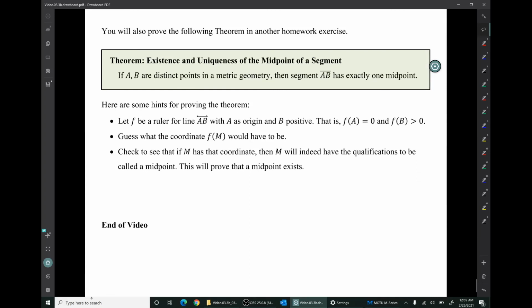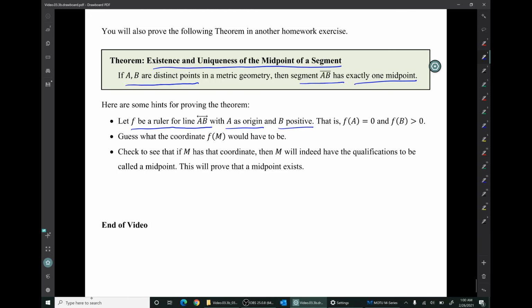You'll also prove the following theorem in another homework exercise: the existence and uniqueness of the midpoint of a segment. It says this: if A and B are distinct points in a metric geometry, then segment AB has exactly one midpoint. Now here are some hints for proving this. Let F be a ruler for line AB, a ruler that has A as origin and B positive. Now remember, you have to cite references for justifications. We can say that such a ruler exists by the ruler placement theorem.